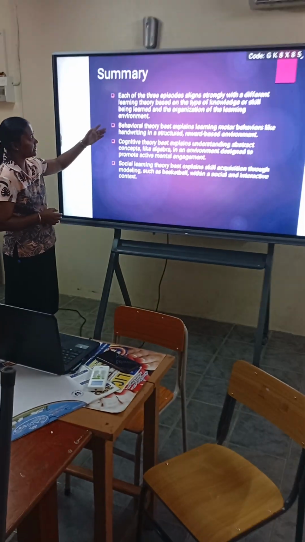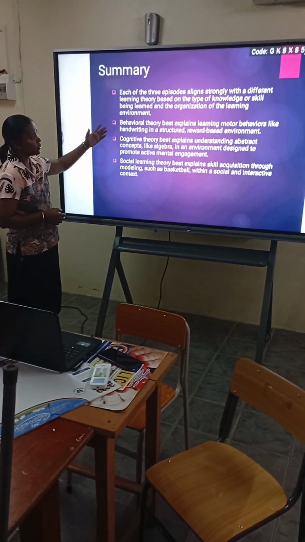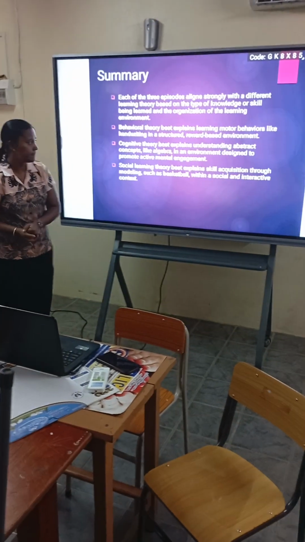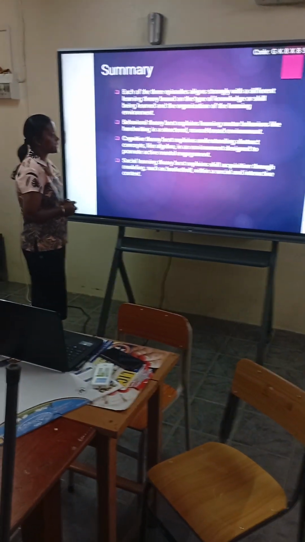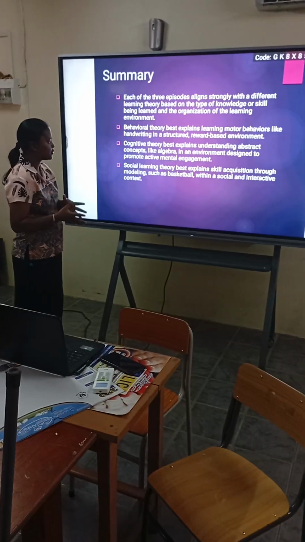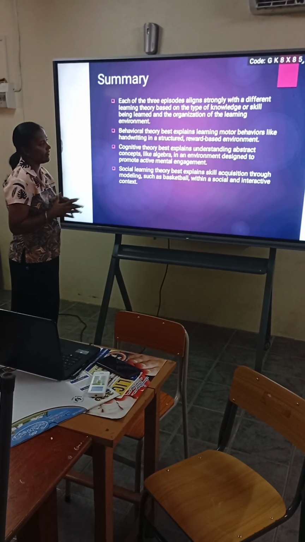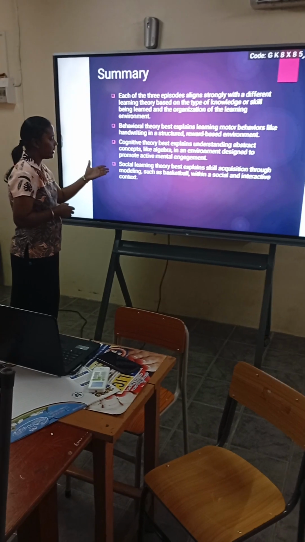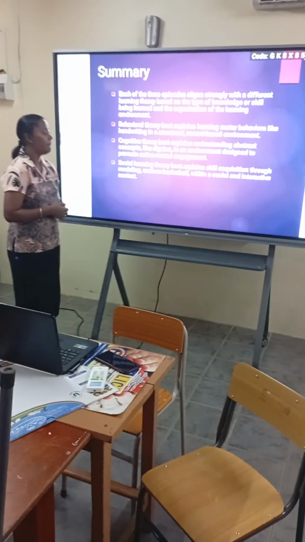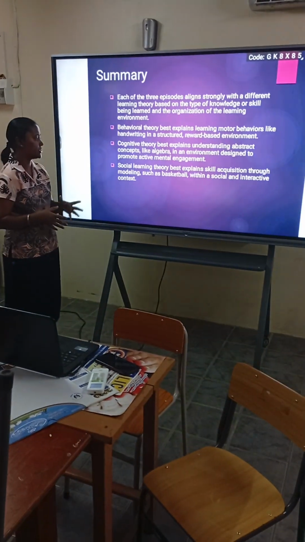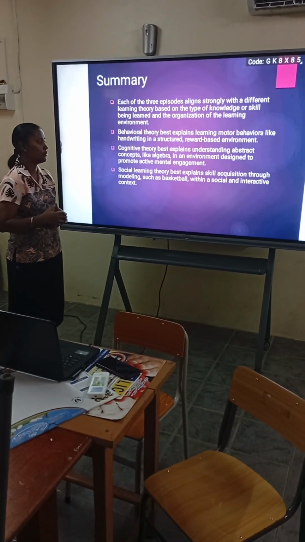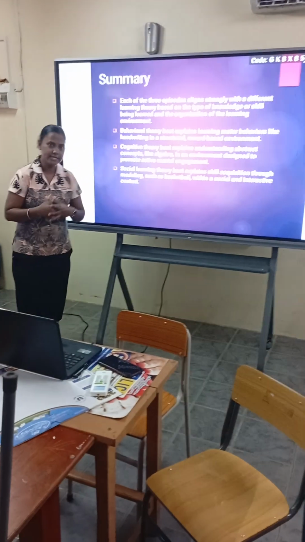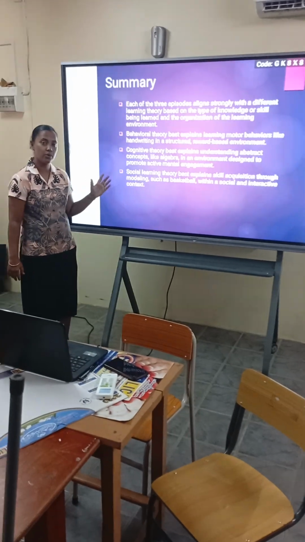First of all, behavioral theory best explains learning motor behaviors like handwriting in a structured, reward-based environment. Cognitive theory best explains understanding abstract concepts like algebra in an environment designed to promote active mental engagement. And lastly, social learning theory best explains skill acquisition through modeling, such as basketball, within a social and interactive context. So this is basically what my session was on, right?